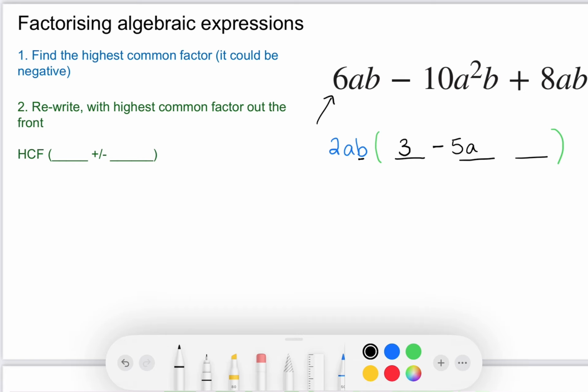Last, I need to think, 2ab times what would give me 8ab. Well, 2 times 4 is 8. And I've already got the ab at the front, so I don't need to worry about anything else. It was a positive 8, so I'm going to put a plus here.